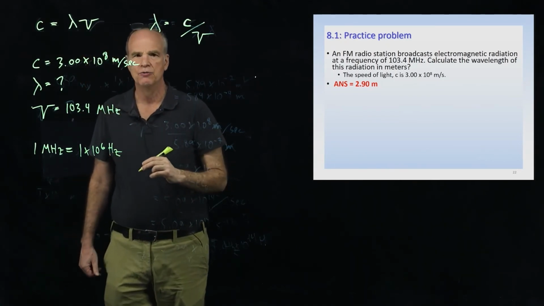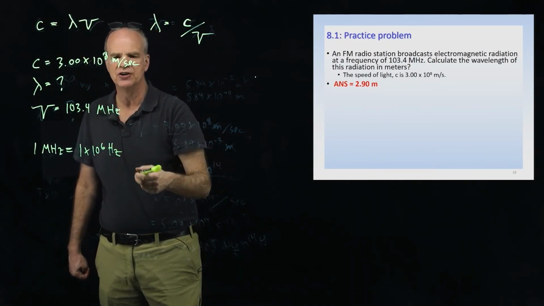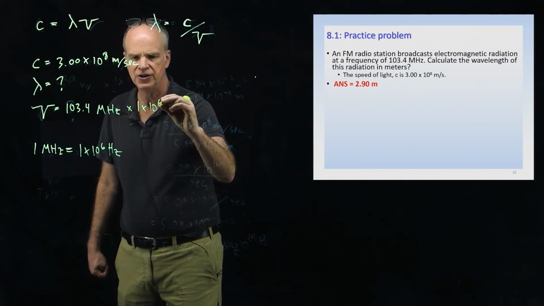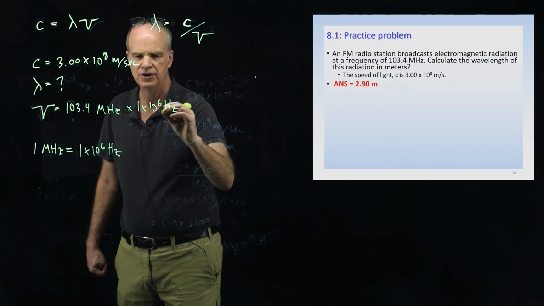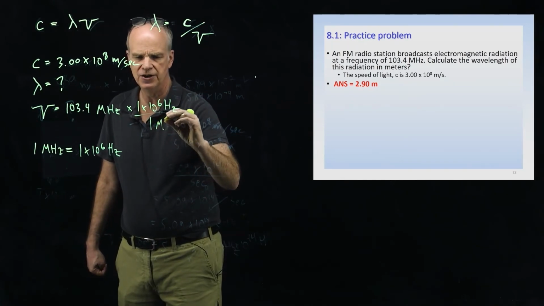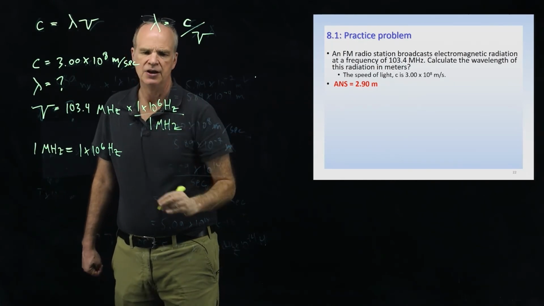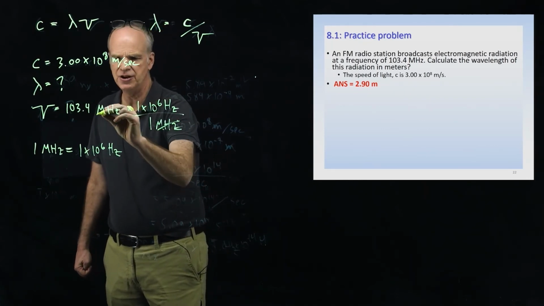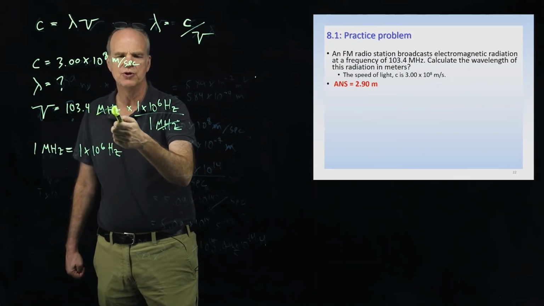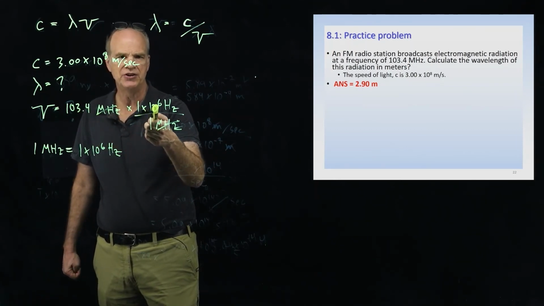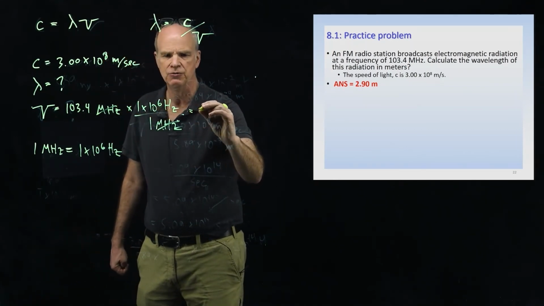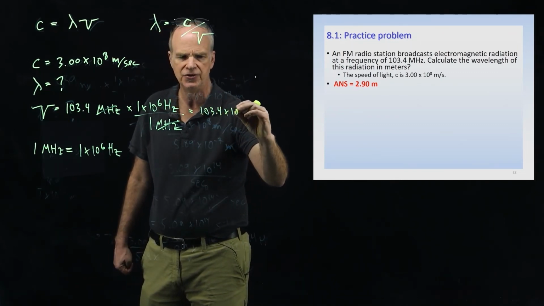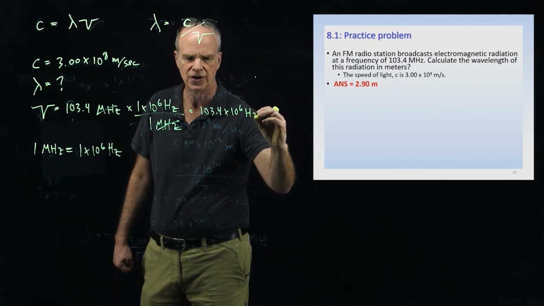Okay, so what you can do is you can take this megahertz and convert it to hertz like this, times 1 times 10 to the 6 hertz over 1 megahertz. And so let's go ahead and work this out, what it'll be. So megahertz cancels here, and so it's going to be 103.4 times 1 times 10 to the 6, so it's just going to be equal to 103.4 times 10 to the 6 hertz.